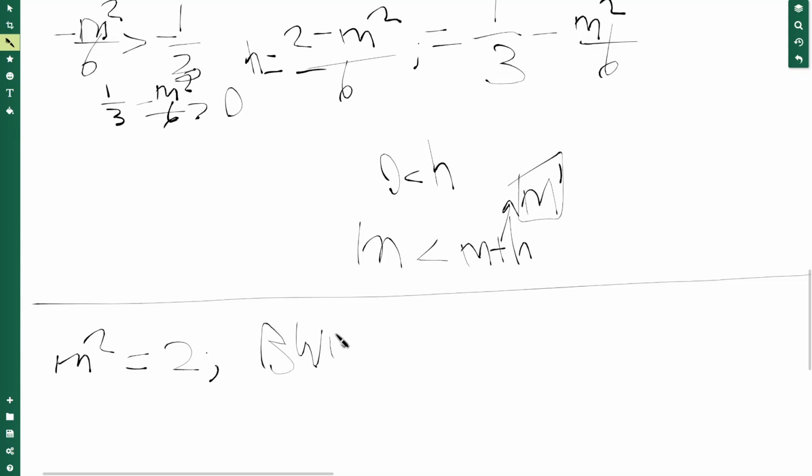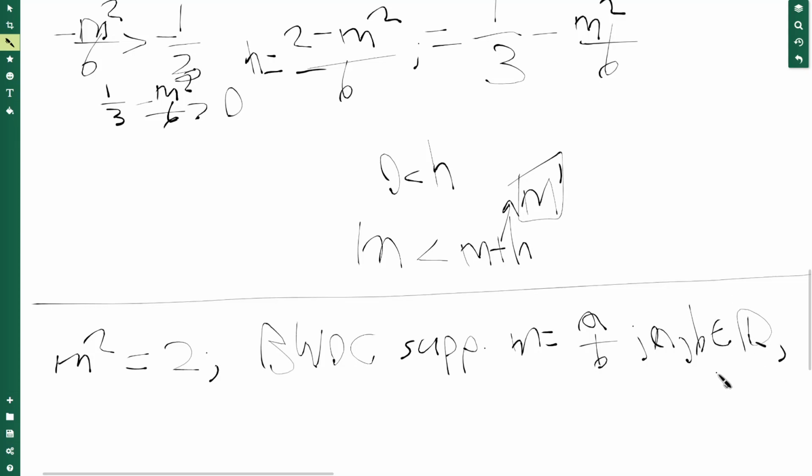So by way of contradiction, suppose m is a rational number. In other words, we can write it as a ratio between two integers. So we have a and b are integers, where b is non-zero, and we also have that they're coprime. So the GCD of a and b is 1. This is very important.